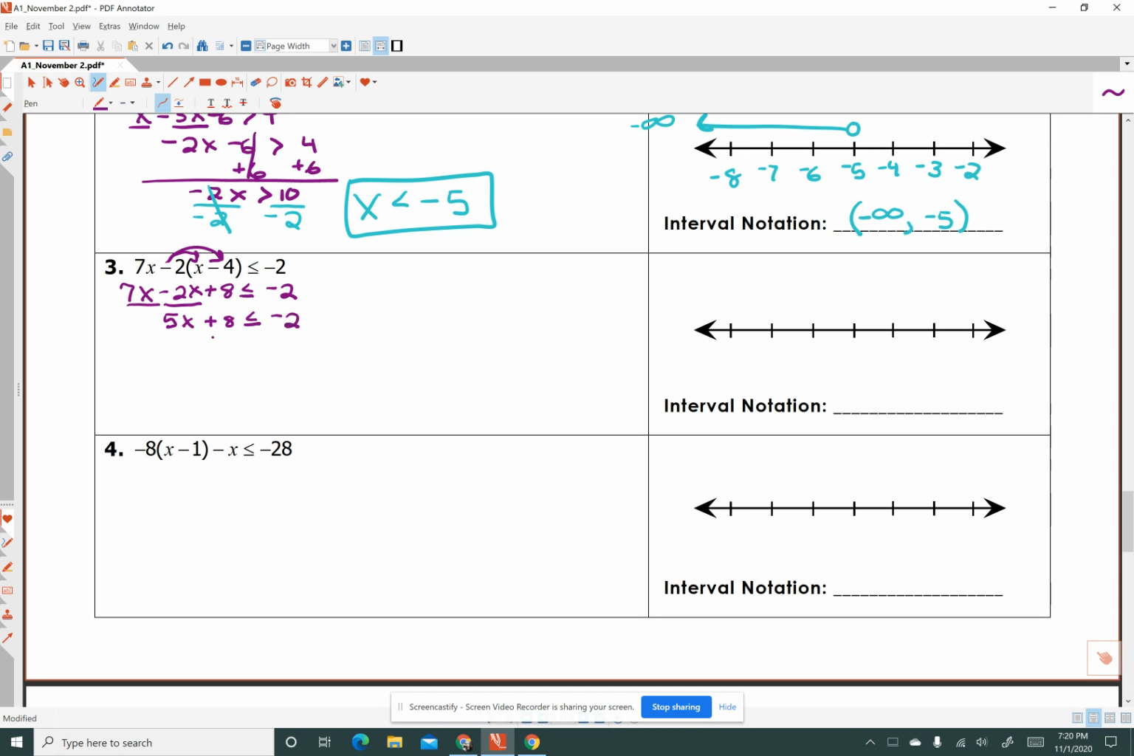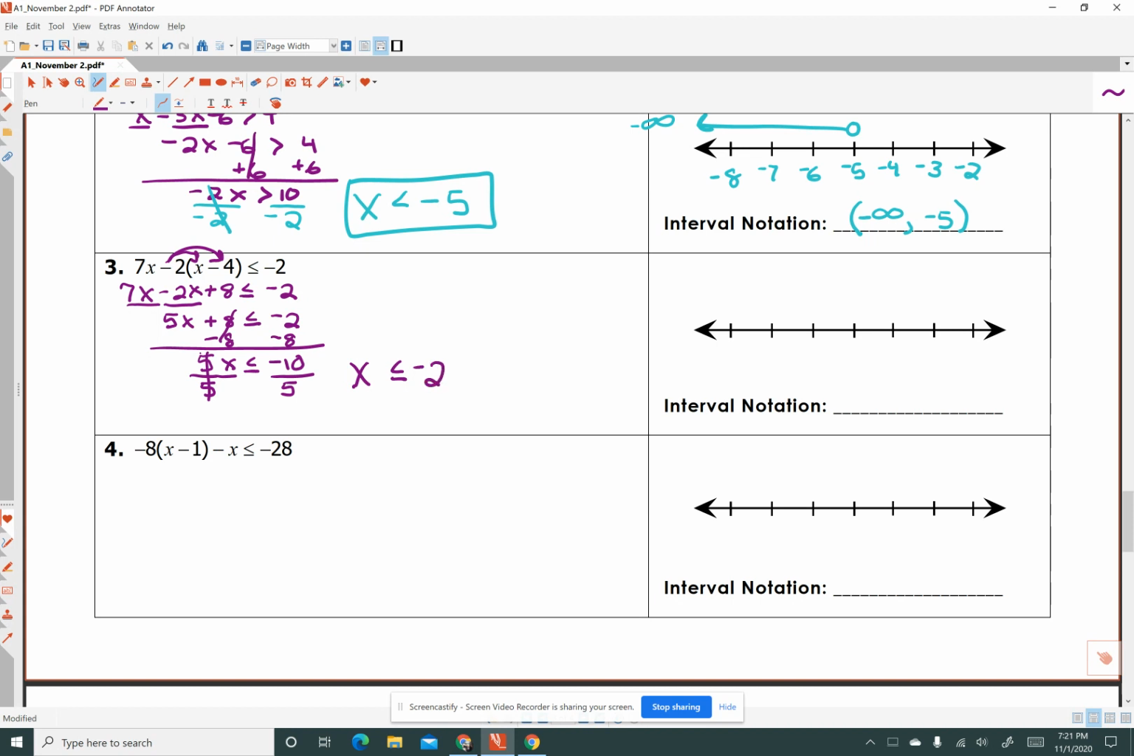Let's subtract 8 from both sides of the equation, or of the inequality. It's not an equation, it's an inequality. That leaves us with 5x is less than or equal to negative 10. Let's divide by 5. Remember, we're not dividing by a negative number. No need to flip the inequality. So x will be less than or equal to negative 2.